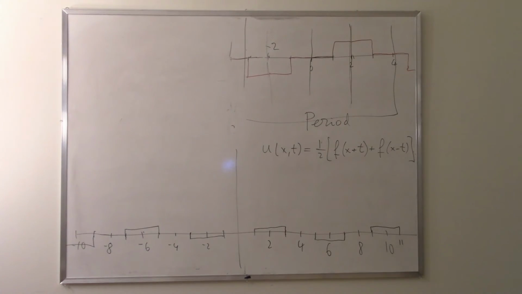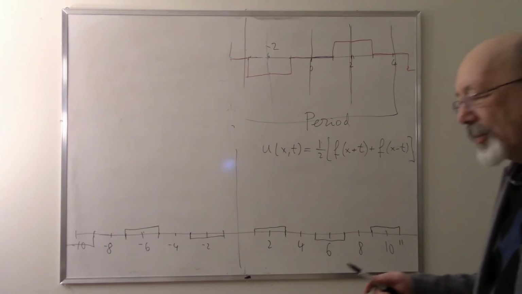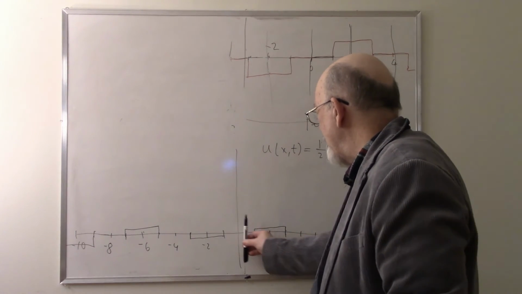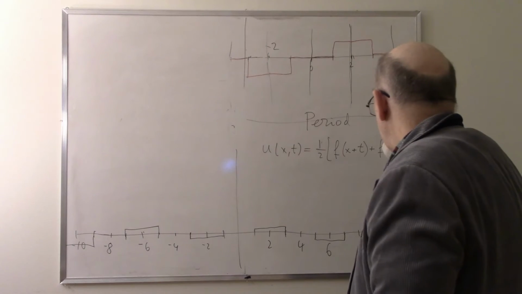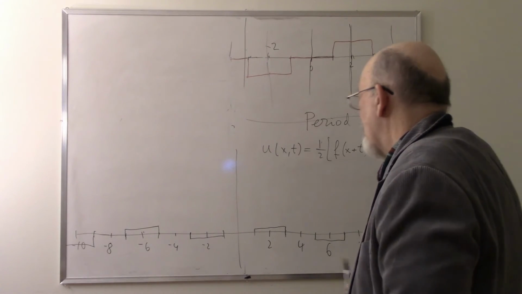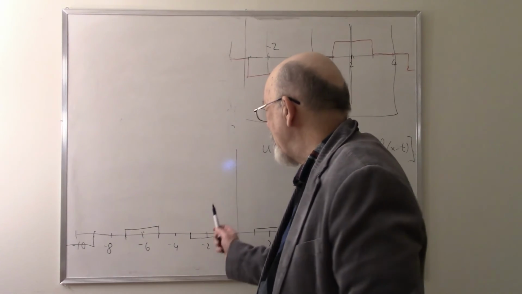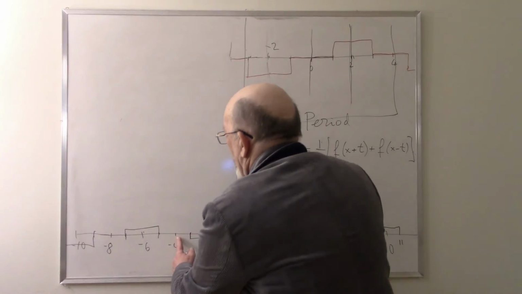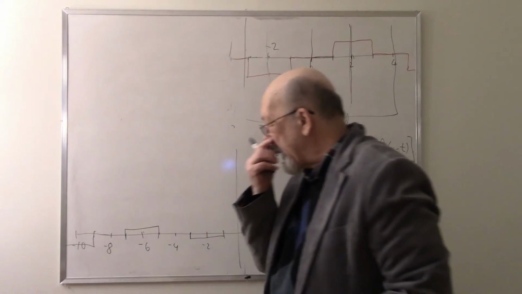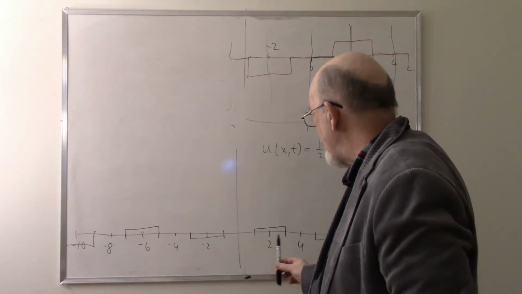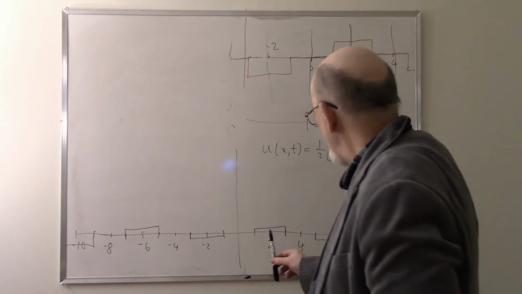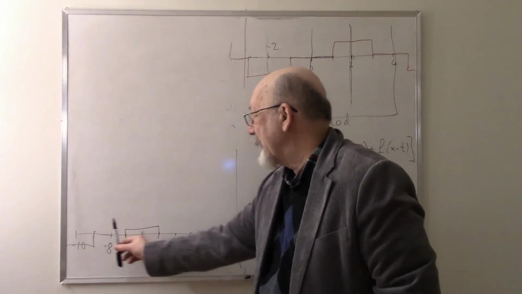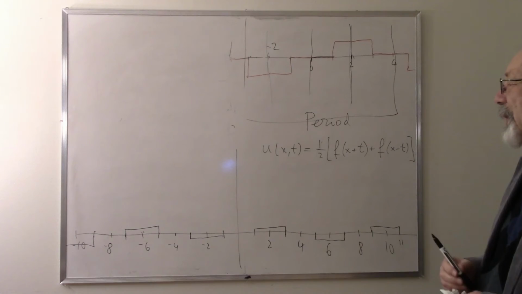So you see, this is the graph of the function f extended to the whole line, so that at the points 0, 4, 8, minus 4, and so on, if you reflect relative to this point, we get an odd reflection, and with respect to the points 2, 6, 10, minus 2, minus 6, minus 10, it is an even reflection.